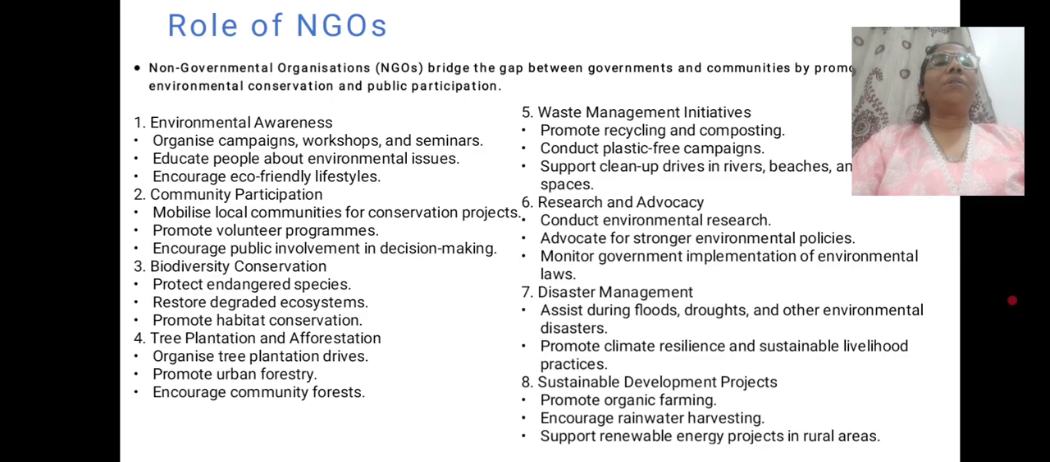The disaster management, which is the next point, includes the role of NGOs. Here NGOs play an important role in disaster management. How? They assist during floods, droughts and other environmental disasters, and also promote climate resilience and sustainable livelihood practices. And the last is sustainable development projects. NGOs promote organic farming, encourage rainwater harvesting, and also support renewable energy projects in rural areas.